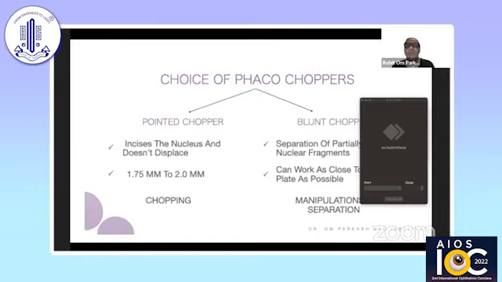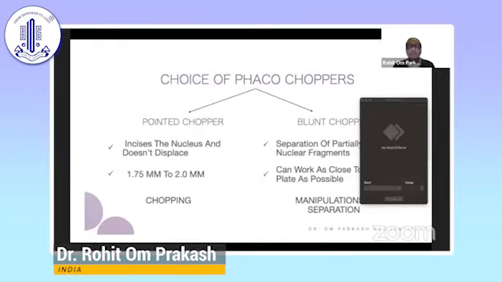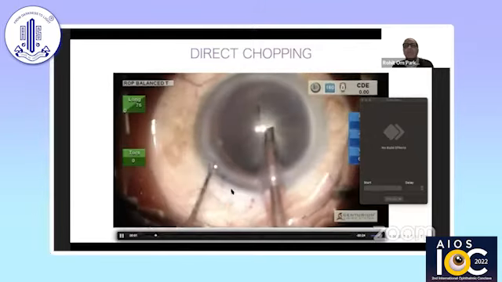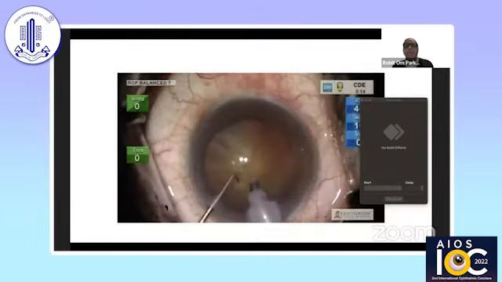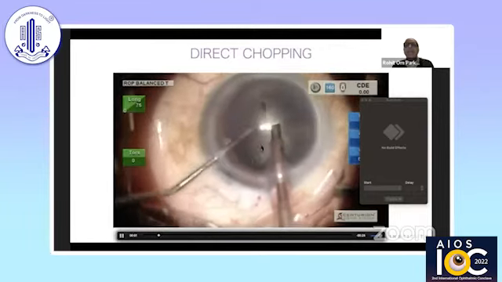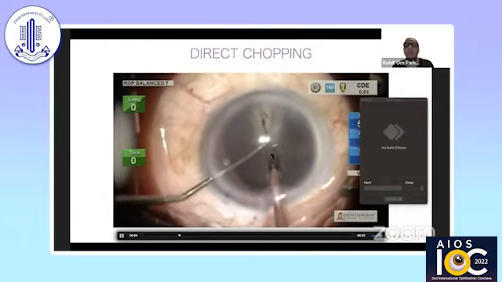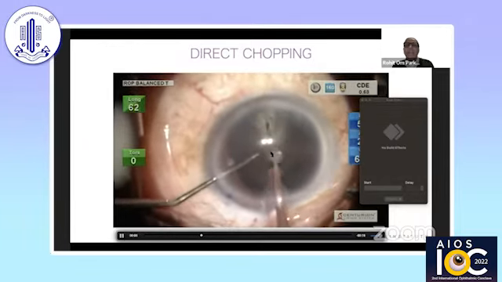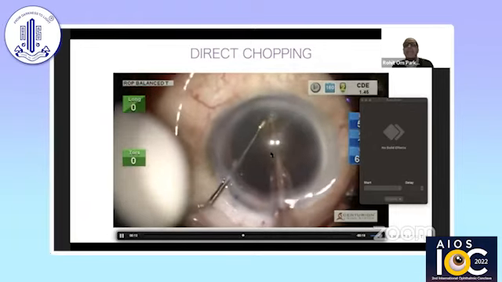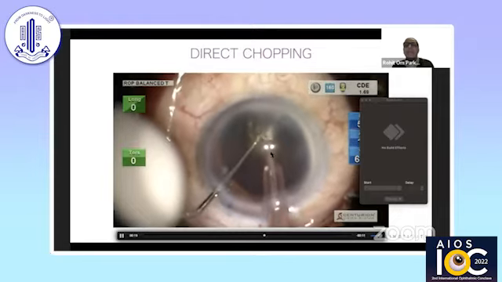Choice of phaco choppers is also very important. Pointed chopper and blunt chopper, using it differently, which I'll be showing in the videos. So this is a black cataract, wherein you will find that I'm going to do direct chopping in this patient. So here you would see what I have done is I have bared the phaco tip more from the proximal end, and I'm going to go direct deep into the core. Once it is firmly held, then the chopping can be adequately and clearly done.